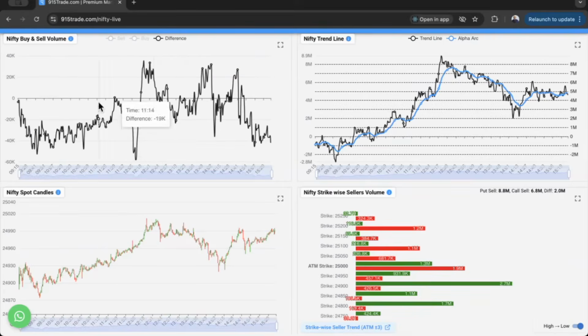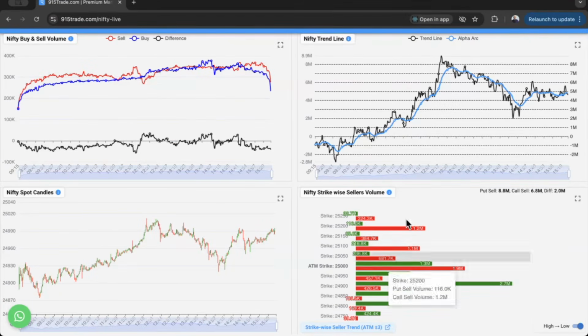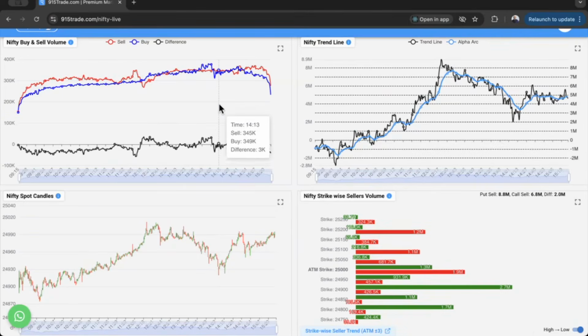Then we also try to see whether the difference can tell us a story. Today, there was not a lot of difference, to be honest. Buyers and sellers were fighting it out throughout the day and they were very close. The difference was not understood from here, but actually came from the other charts. Now, this is futures, buyers and sellers. And then on the left bottom side, you can see Nifty spot candles.